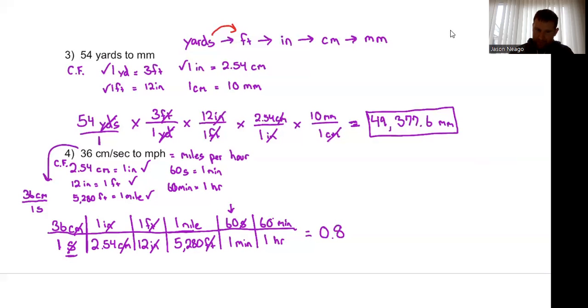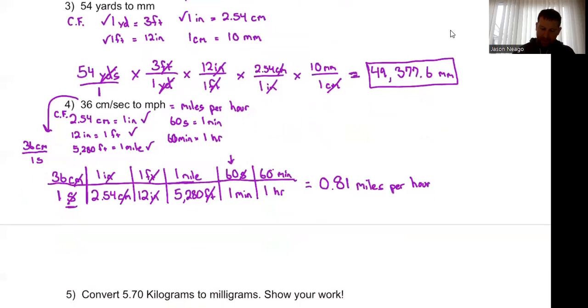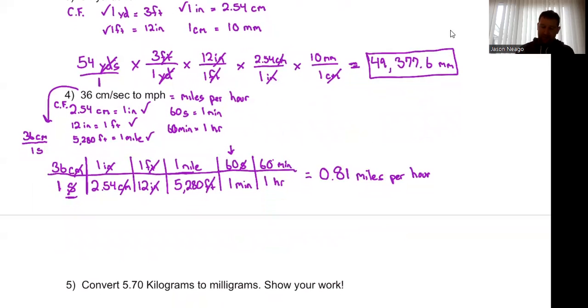So I get 0.80529. It goes on and on and on, so we'll just call this 0.81 miles per hour. Now, in the videos, like I said, they used a little bit different method. They used fractions instead of this. This is called the railroad track method because it looks like a railroad track. You're really doing the same thing. It's just that you're using multiplication signs in between. So if I were to use the other method, it would look like this.